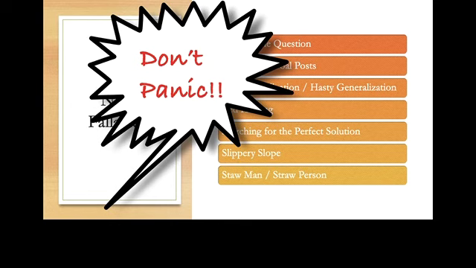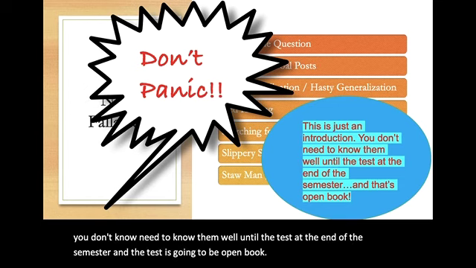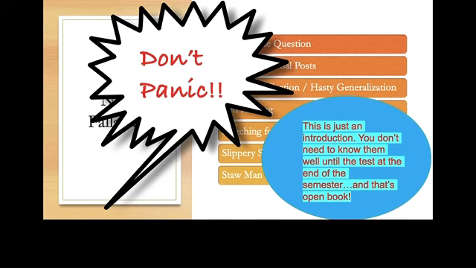The first thing to know is don't panic, okay? I know it's a lot of fallacies. You're going to get them all between this week and next week, but this is just an introduction. You don't need to know them well until the test at the end of the semester, and the test is going to be open book, something you do at home. So don't panic. You're going to learn all the remaining fallacies this week and next week, but that just gives us 2 whole weeks to focus on nothing except reviewing all the fallacies and learning to apply them to more and more situations. Since on the test, even though it is open book, you will have to apply your understanding to examples you've never seen.